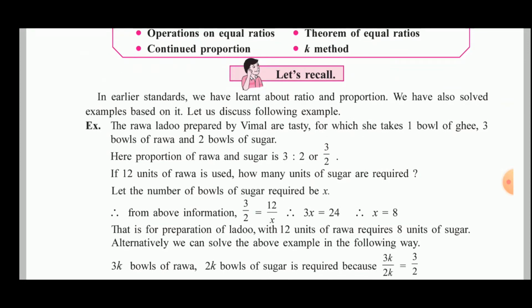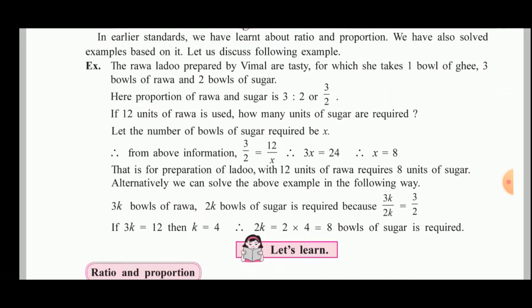The rava laddus prepared by Vimal are tasty, for which she takes 1 bowl of ghee, 3 bowls of rava and 2 bowls of sugar. Hence, the proportion of rava and sugar is 3:2 or 3/2. So, if 12 units of rava is used, how many units of sugar are required?